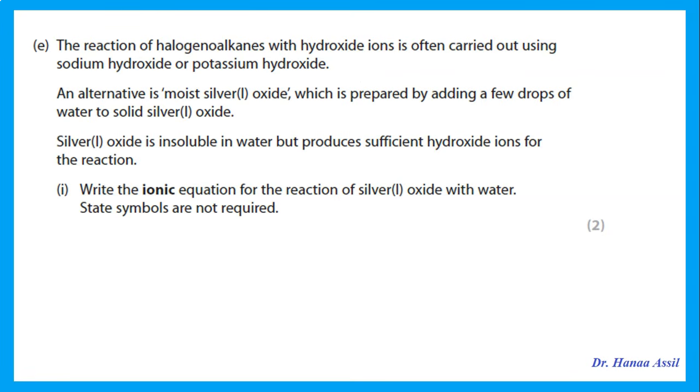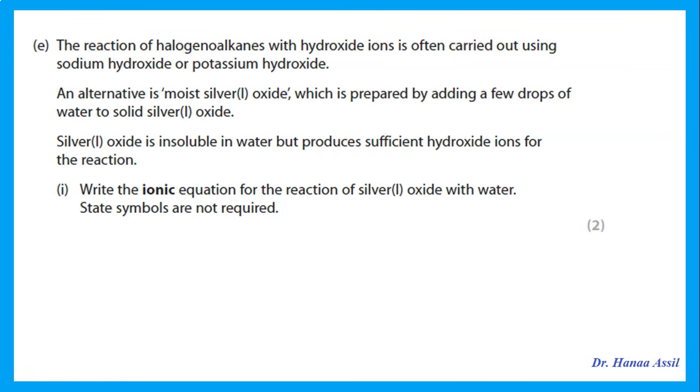The reaction of halogenoalkanes with hydroxide ions is often carried out using sodium hydroxide or potassium hydroxide. An alternative is moist silver oxide, which is prepared by adding a few drops of water to solid silver oxide.